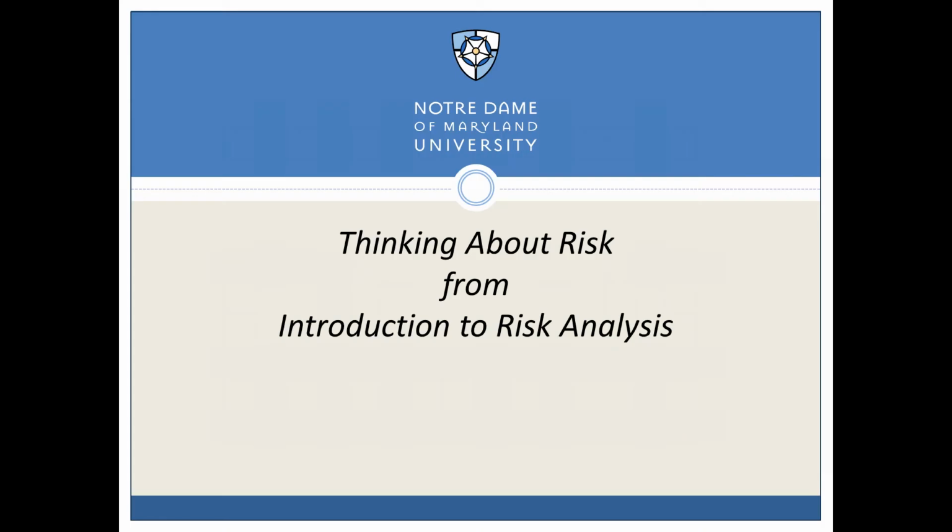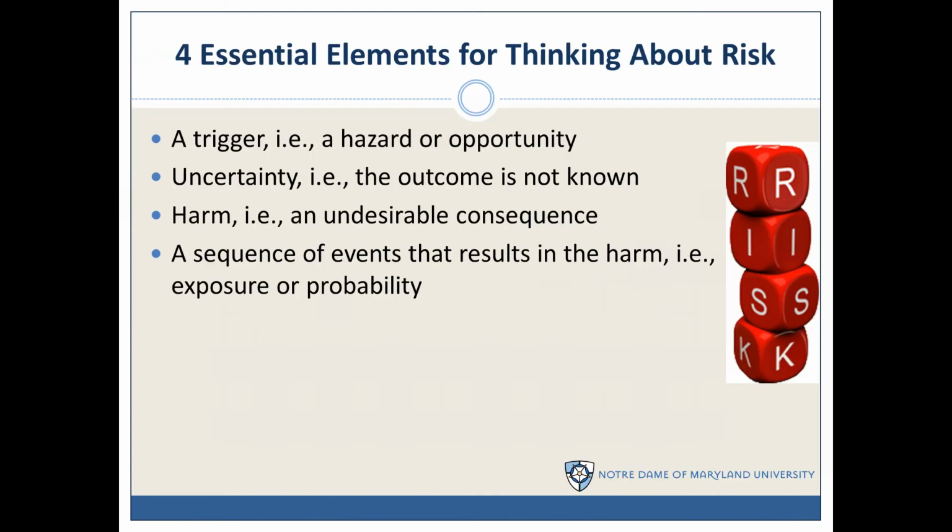In this video, we're going to talk a little bit more about how to think about risk. There are many different ways to organize your thinking about risk, but I've found that there are four essential elements that help me to think about risk, and I'd like to pass them along to you. They're listed here. The first thing is there has to be some sort of trigger. Something has to trigger or initiate this reason or opportunity to be even thinking about risks.